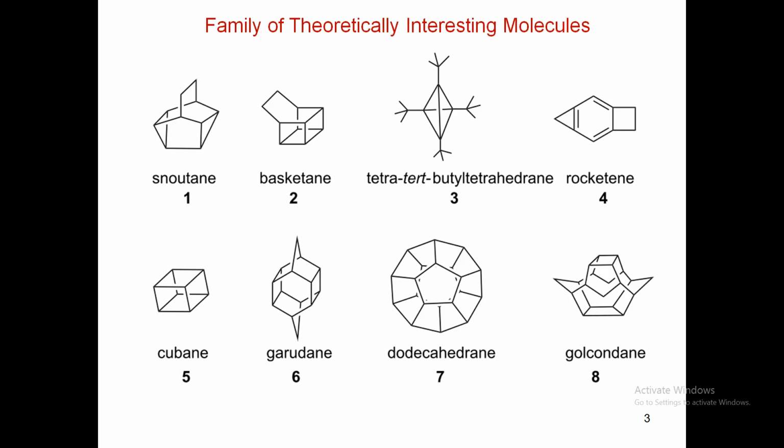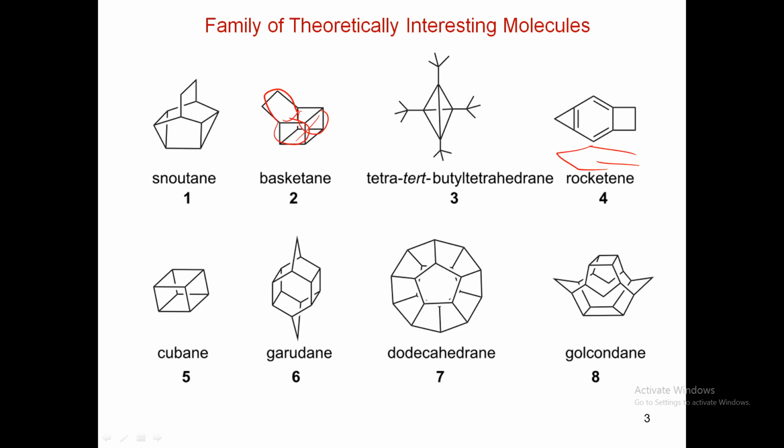There you can see it has a resemblance with a basket, right? So that's how it is called basketane. It is again a prismane type which has butyl groups with four carbons, called rocketane because of the similarity to rockets, and cubane. This is our Garudane which I am going to discuss.